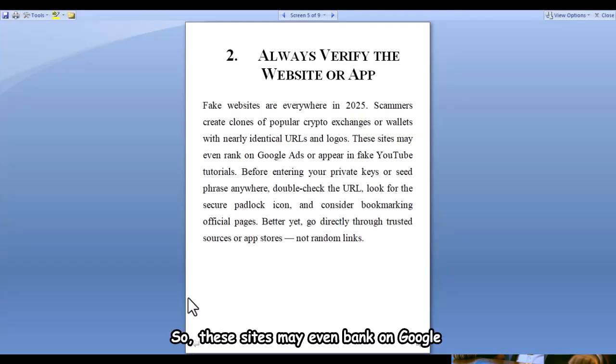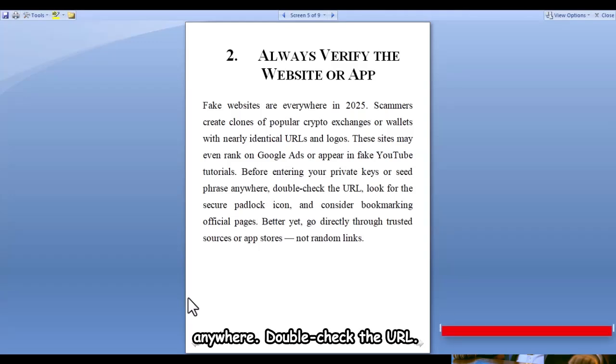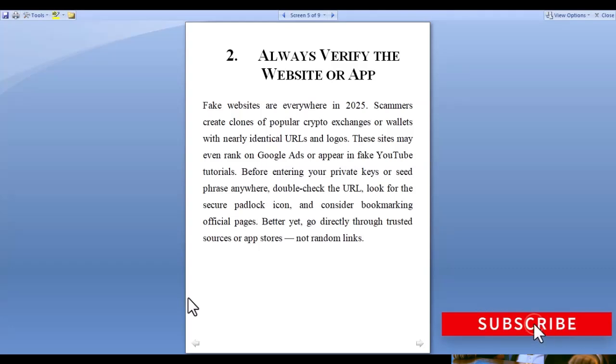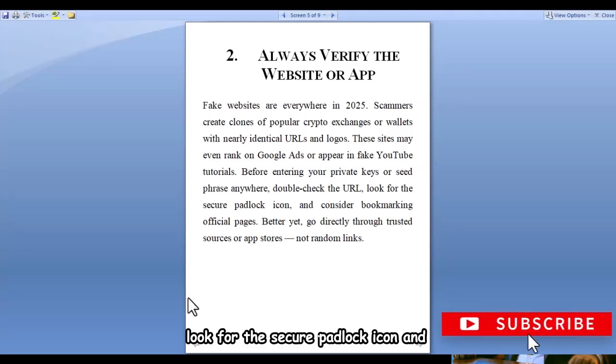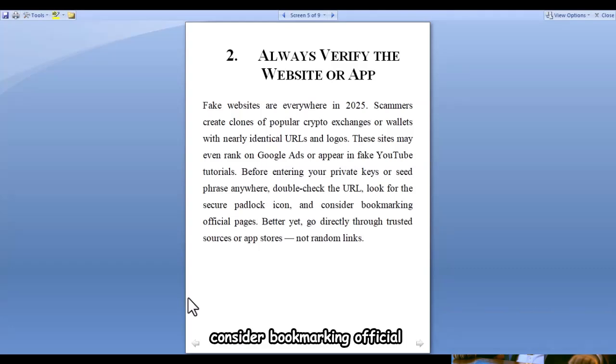So these sites may even rank on Google Ads or appear in fake YouTube tutorials. Before entering your private key or seed phrase anywhere, double check the URL, look for the secure padlock icon, and consider bookmarking official pages. Better yet, go directly through a trusted source or app store, not random links. So now let's go to the next one.